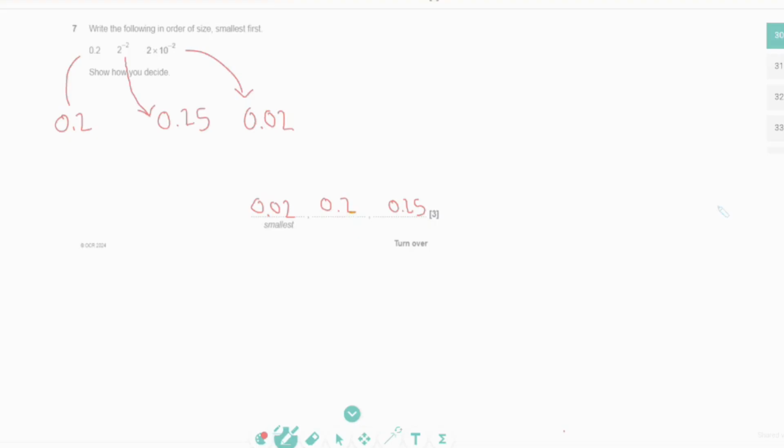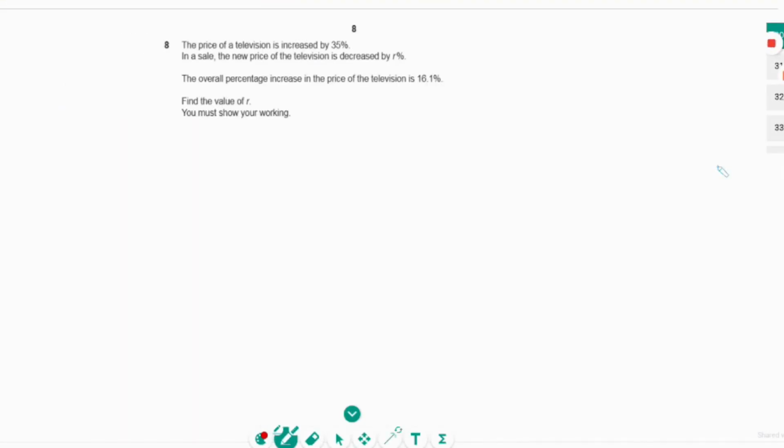The price of a television is increased by 35%. In a sale, the new price of the television is decreased by R%. The overall percentage increase in the price of the television is 16.1%. Find the value of R. So I'm going to look at this question using multipliers. If you increase something by 35%, so adding 35% to 100%, we have 135%. What is that as a decimal? 1.35. We've times it by a multiplier of R%. Oh, that's not mine. I'm going to just call it X for now because it's not the same.